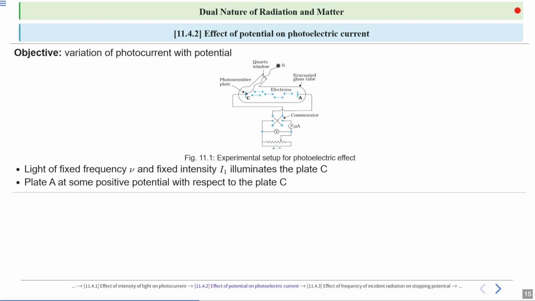Plate A is set at a positive potential compared to plate C. This means plate A is at a higher voltage, which attracts the electrons emitted from plate C towards itself. Think of it like creating an electric field that helps pull the electrons across the gap. This setup allows us to measure the resulting photocurrent, or the flow of electrons.